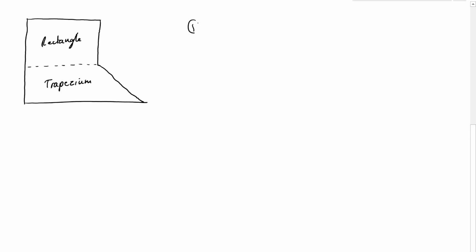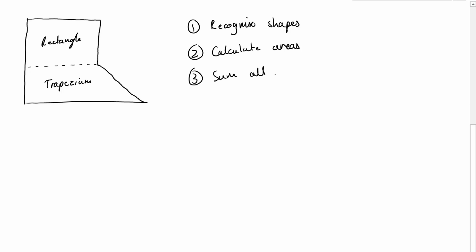So the first thing you need to do is recognize the shapes. Then the second thing you need to do is calculate the areas. And then finally, sum all of the areas.